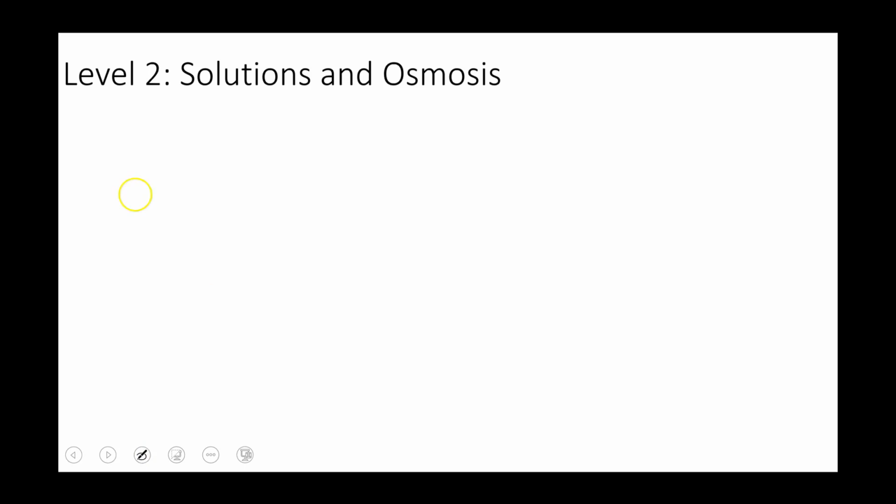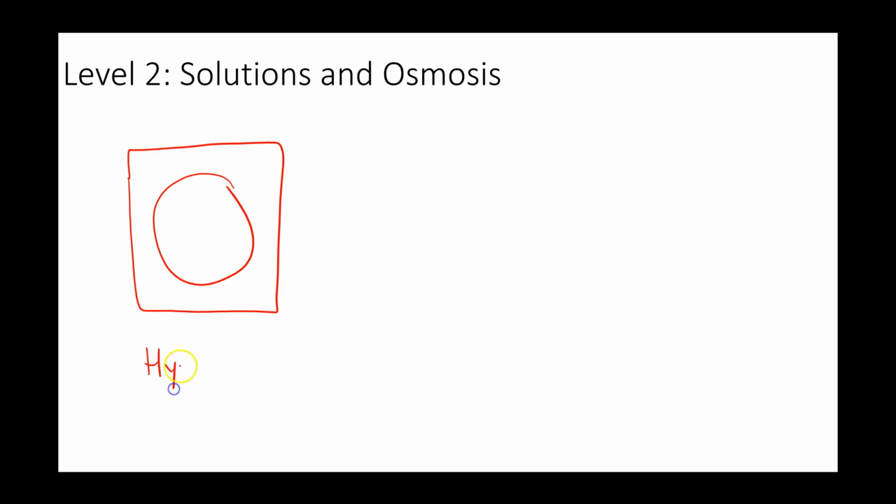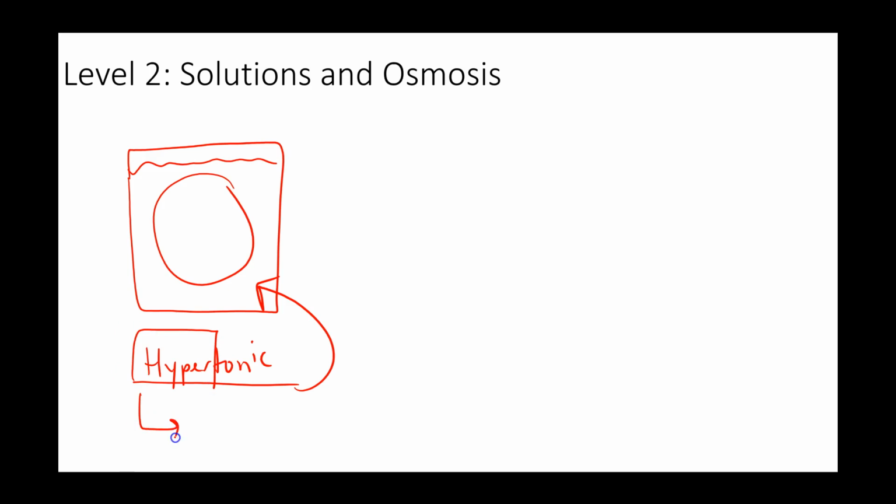So let's take a look at an example of a hypertonic situation. Because remember, what this defines actually is the solution surrounding the cell. So we're going to say that the solution surrounding the cell is hypertonic. You know from class that hypertonic solutions have more solute. So hyper meaning more.